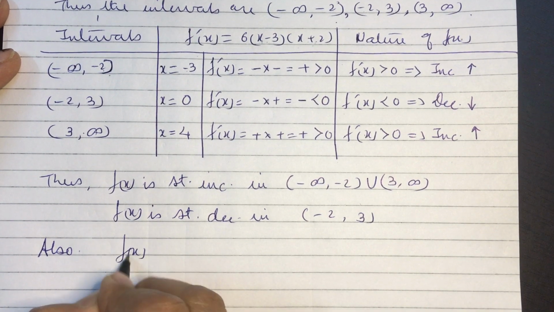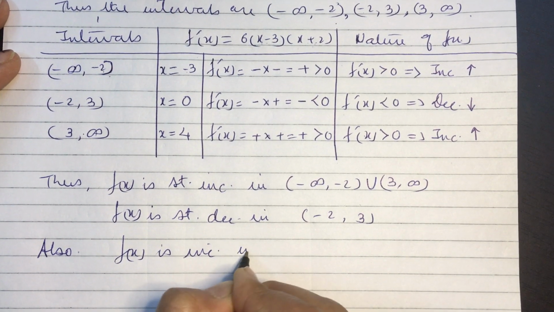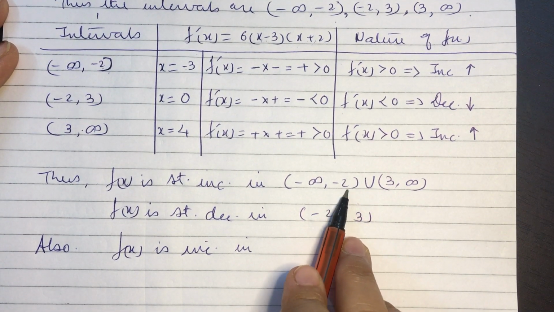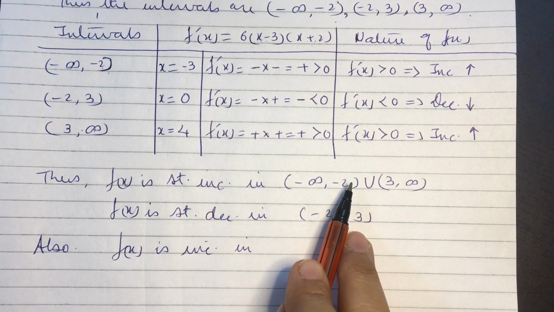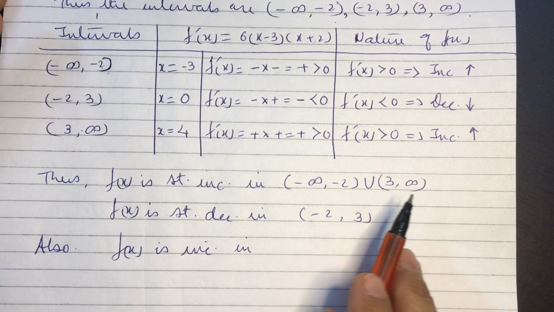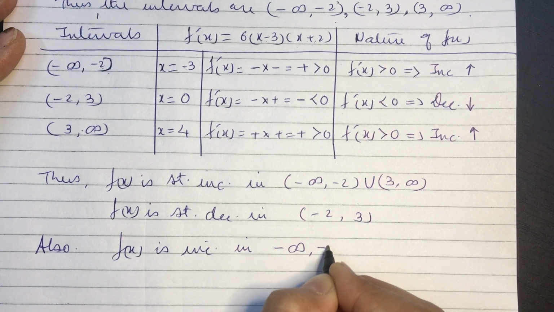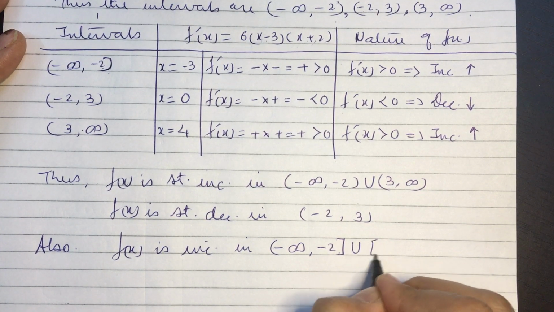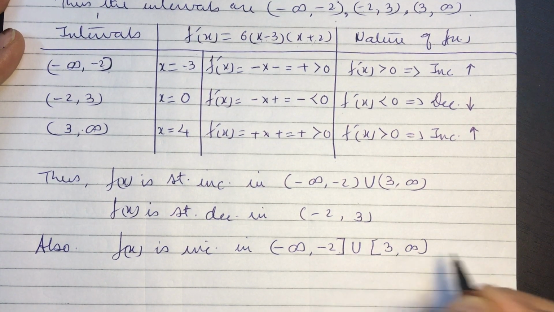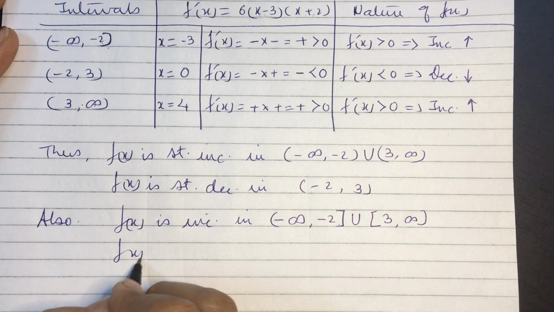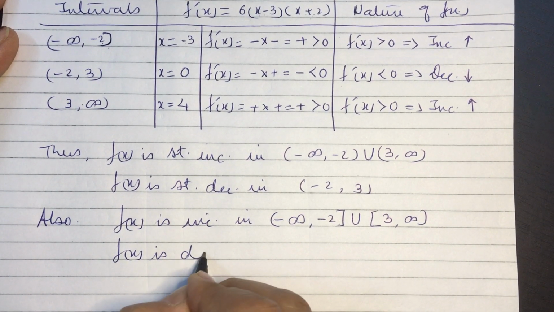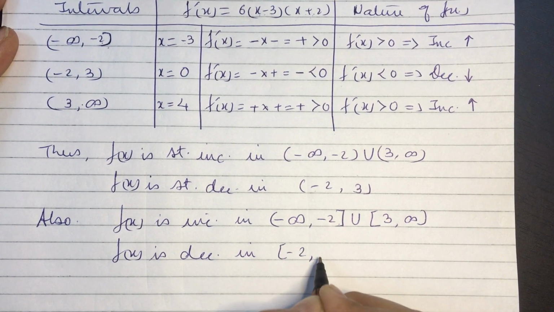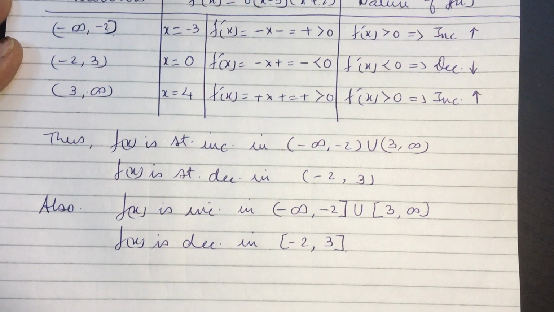So how does the answer change? Also f(x) is increasing in. Now how do we show increasing? If you include this point at which the derivative is 0 and this point, it becomes an increasing function. So how do we report the answer? You put a closed bracket here, union, and here also a closed bracket, and we get this. And f(x) is decreasing in. You will use square brackets in both the cases, so it's a closed interval, this.